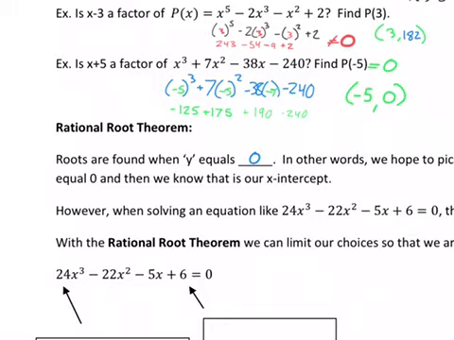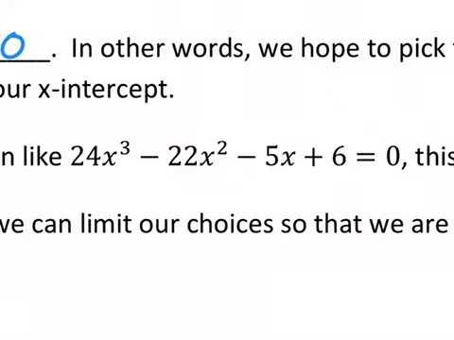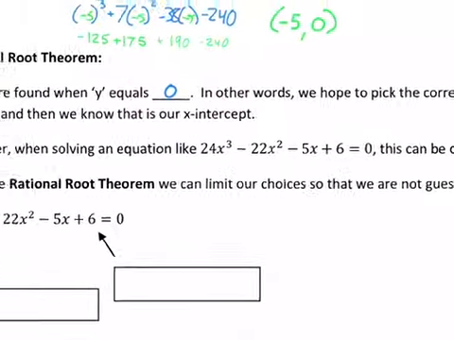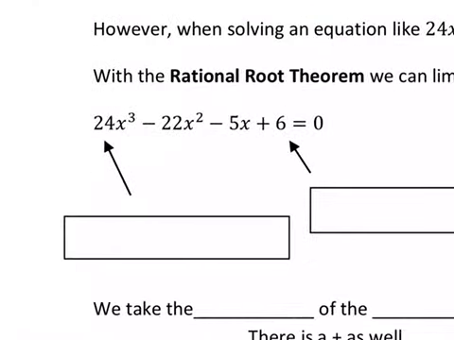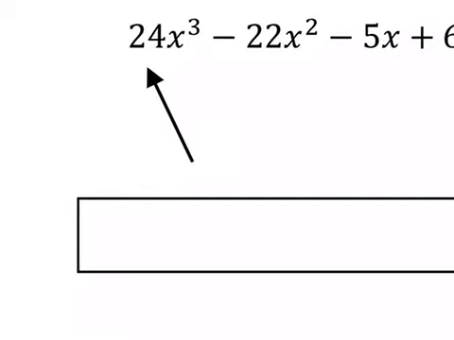However, when solving an equation like 24x cubed minus 22x squared minus 5x plus 6 equals 0, it can be difficult to figure out what x values would give us x-intercepts. So there's a theorem that's going to help us do it. This is just a tool, not the end-all be-all way to do this. We'll also cross-reference it with our graphs. But it is interesting to look at where this comes from and why it works. It's going to generate a list of possibilities for which could be our x-intercepts. We're going to equate some names here: this 24 is what's called the leading coefficient.